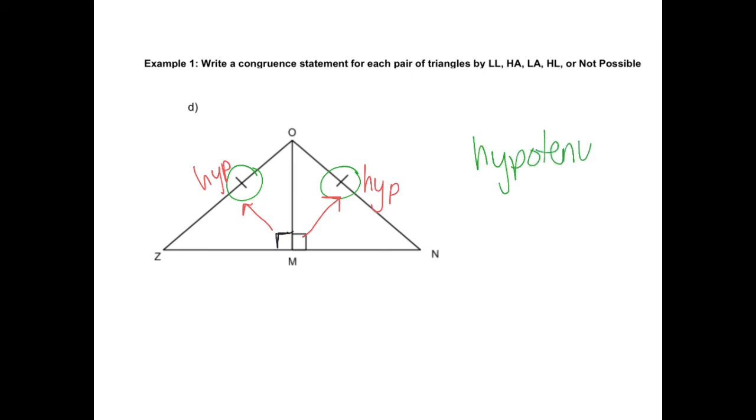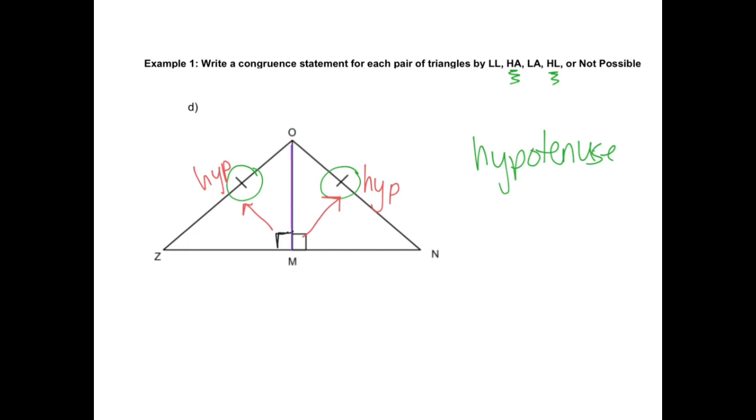And then the only choice is an acute angle or a leg. Those are the only ones that are left as far as using the hypotenuse. And I don't have any angles marked here. And though it might look like this could be an angle bisector, we don't know for sure. So the only other thing we actually do have is this side OM. Let me grab a different color here.